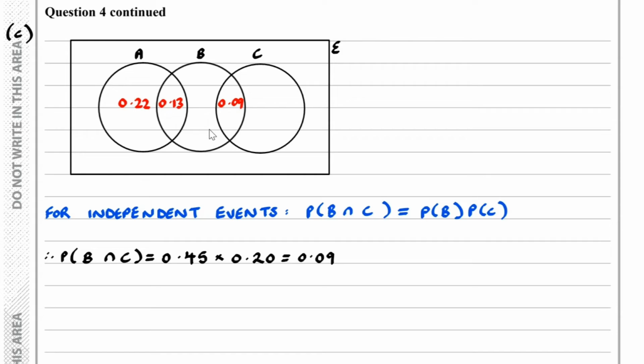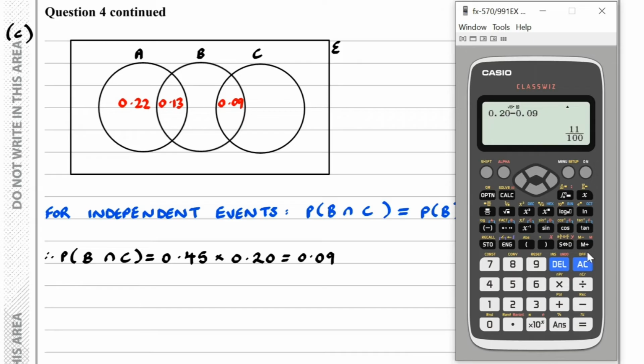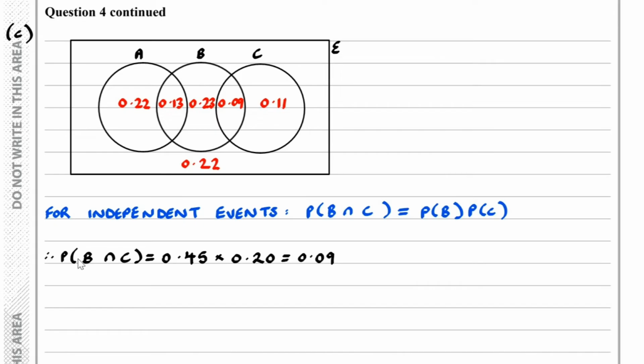So, knowing that the probability of C is 0.20, C only will be 0.20 subtract 0.09, which is 0.11. And the probability of B only, well, if B is 0.45, that means 0.45 subtract 0.13 subtract 0.09 tells us what B only is, which is 0.23. So we've got 0.23. And so the probability on the outside region will be 1 minus the 0.22 minus the 0.13, subtract the 0.23, subtract the 0.09, subtract the 0.11. It turns out here we get 0.22. So now that we've got enough information, we have completed the Venn diagram.